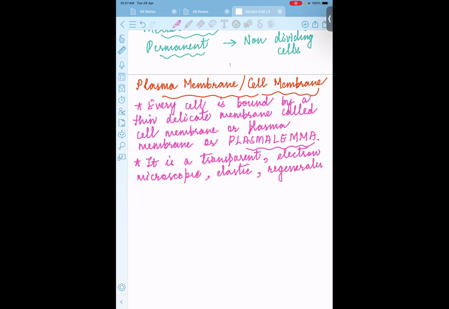What do you understand by regenerative, Advika? They generate again. Correct. If something happens to them, then again they will form that layer. So they are the regenerative membrane which is present in both eukaryotic and prokaryotic organisms or cells. Clear? Yes, ma'am.